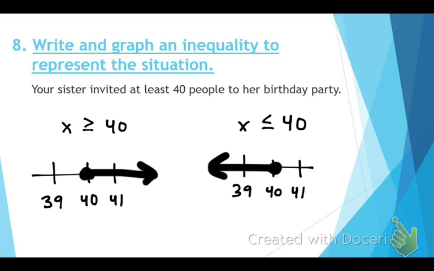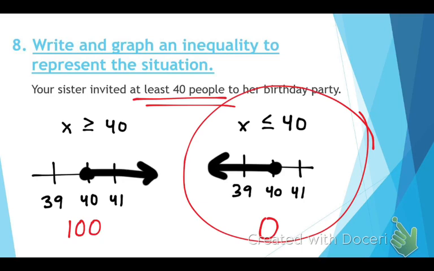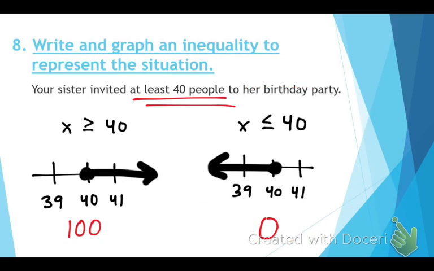If I were to continue going on and on and on forever, I would eventually end up on the number 100. Do you guys believe that? Yes or no? Yes. If I kept going this way, I would eventually end up on a 0. Is that correct? Yes. So let's just plug this in. If I say, hey guys, your sister invited at least 40 people, could she have invited 0 people? No, that is not at least 40, so this cannot be correct.